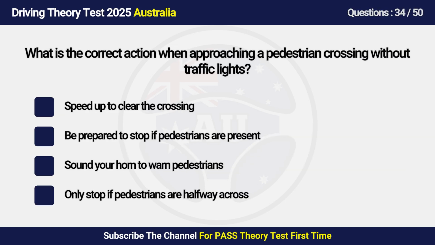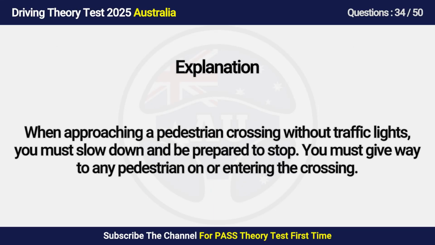Question 34. What is the correct action when approaching a pedestrian crossing without traffic lights? A. Speed up to clear the crossing. B. Be prepared to stop if pedestrians are present. C. Sound your horn to warn pedestrians. D. Only stop if pedestrians are halfway across. Answer is B. Be prepared to stop if pedestrians are present. When approaching a pedestrian crossing without traffic lights, you must slow down and be prepared to stop. You must give way to any pedestrian on or entering the crossing.